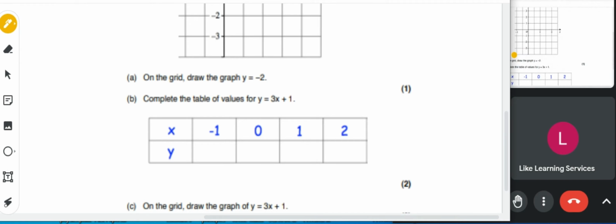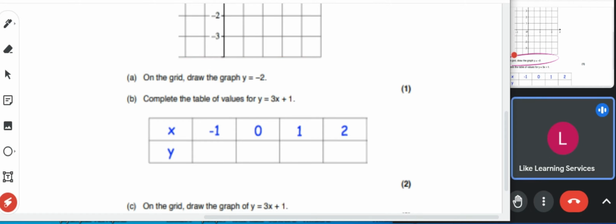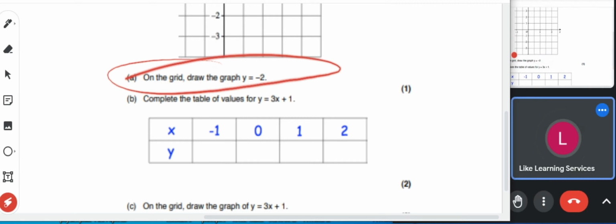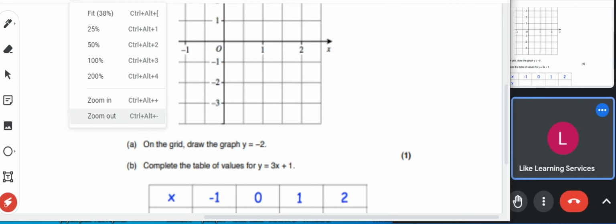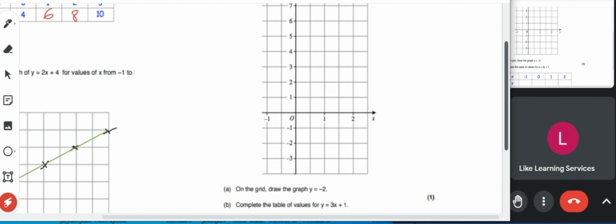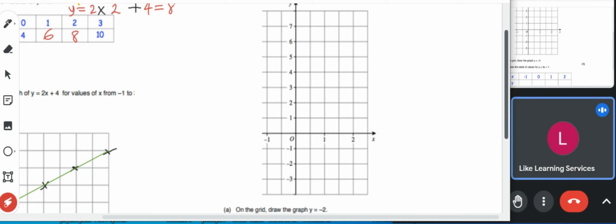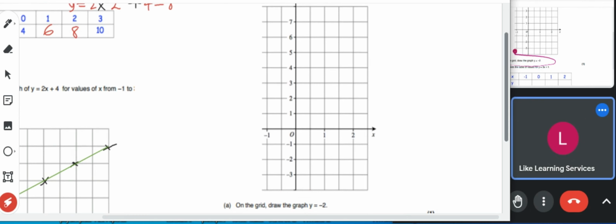On the grid, draw the graph y equals minus 2. The graph of what? y equals minus 2. This one is very easy. Show me where y is equal to minus 2. Just dot where y is equal to minus 2 on that graph. Let me show you. Because the question says draw the graph of y equal to minus 2. So show me where y is equal to minus 2.